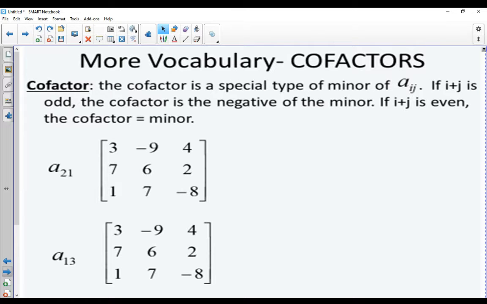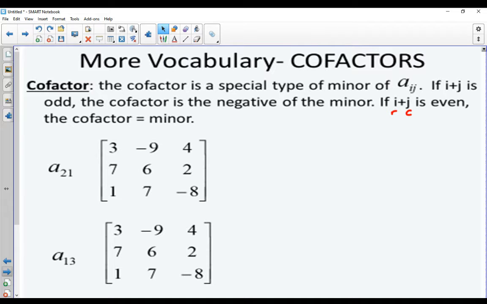Next vocabulary is cofactors. Cofactors are very similar to minors. They just depend on your sign. If I read the sentence, the cofactor is a special type of minor. If I plus J is odd, the cofactor is the negative of the minor. If I plus J is even, or if you add the row and the column together and it's even, then your cofactor will be the same as your minor.